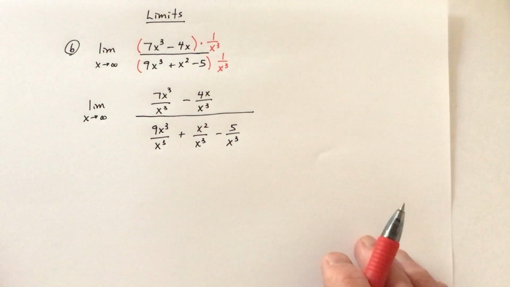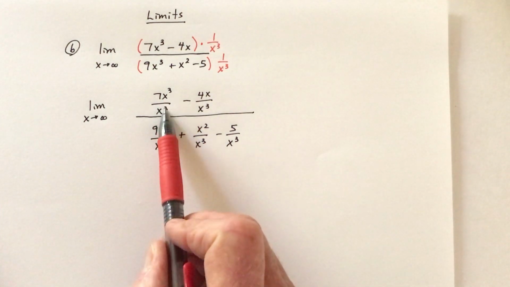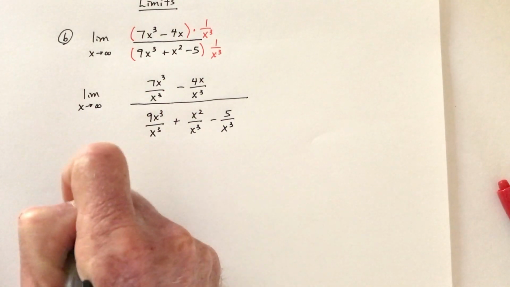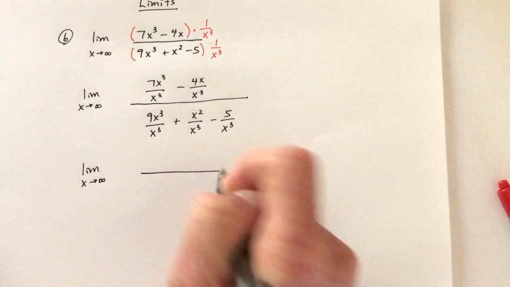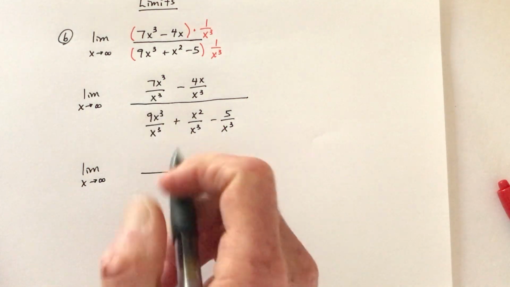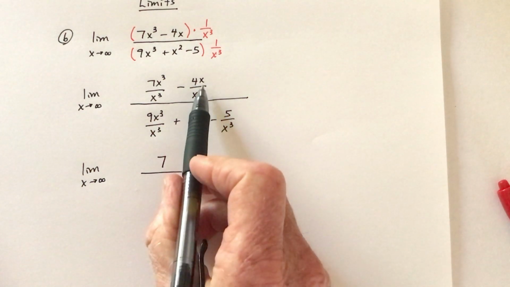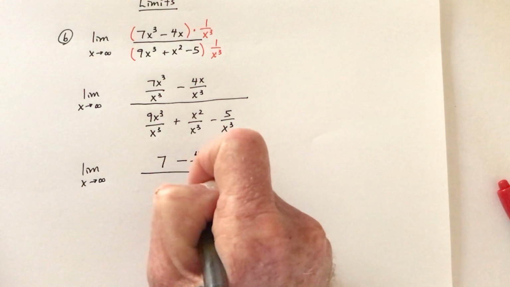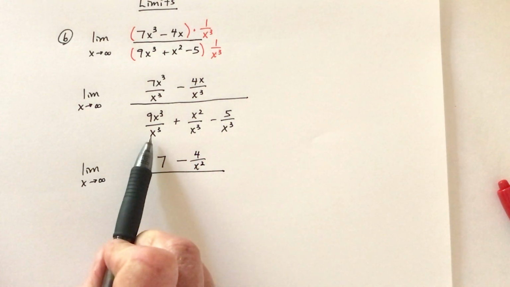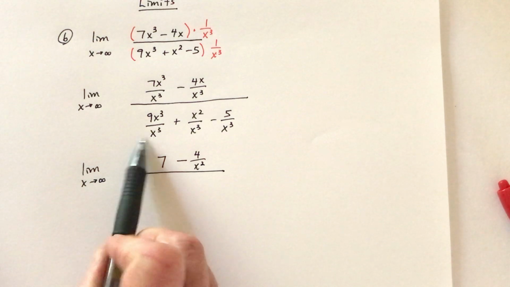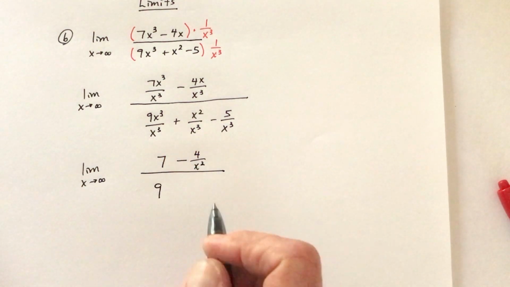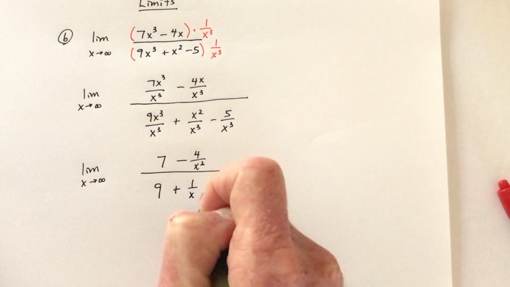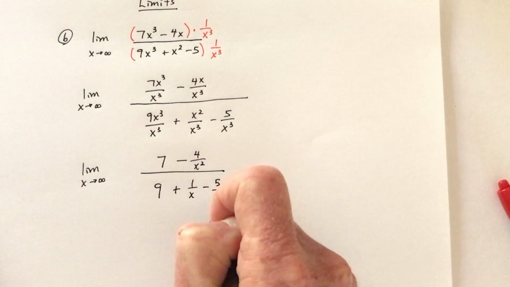Next up, start canceling. So right here, the x cubes are going to cancel. It's just going to leave us a 7. So the limit as x approaches infinity, this part is just going to become a 7. Over here, one of these x's will cancel, so it's going to leave minus 4 over x squared. On the bottom, this part will become just a 9 because the x cubes will cancel. This one will become 1 over x. And this last one cannot change, 5 over x cubed.